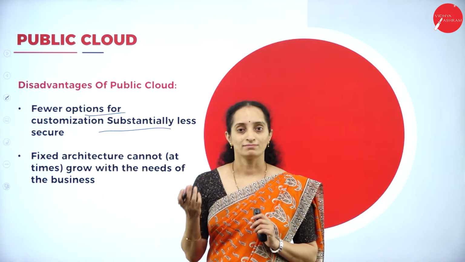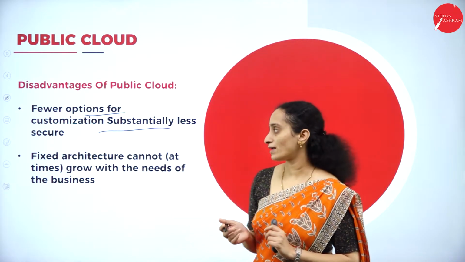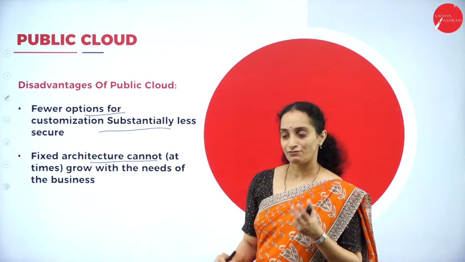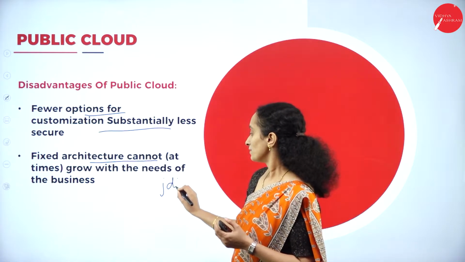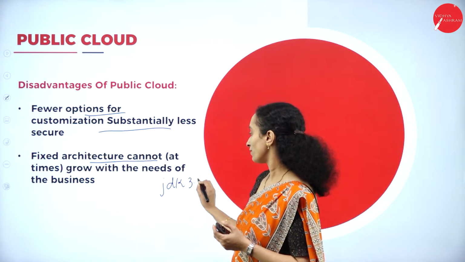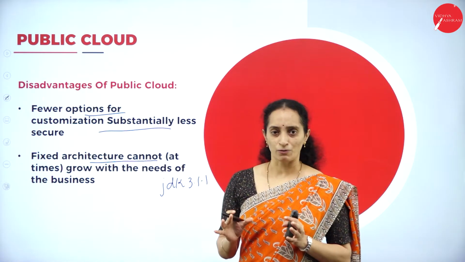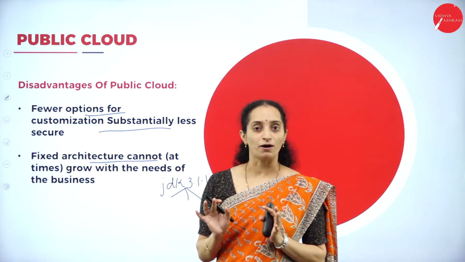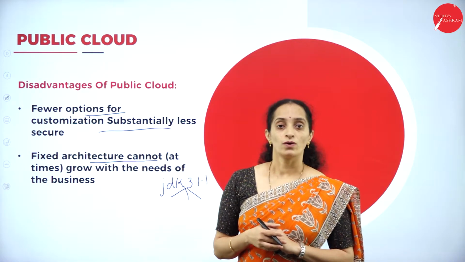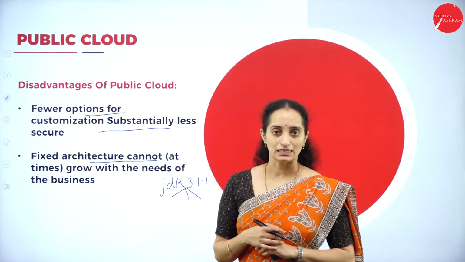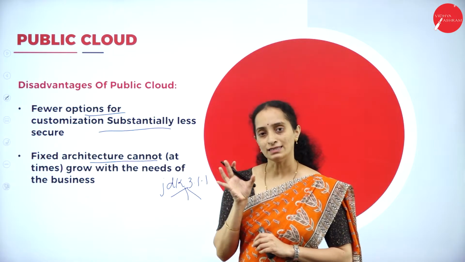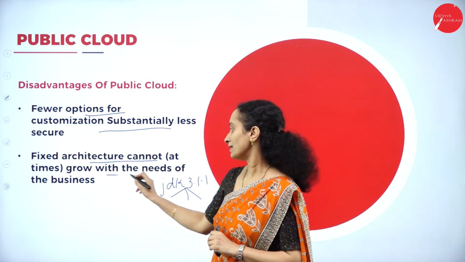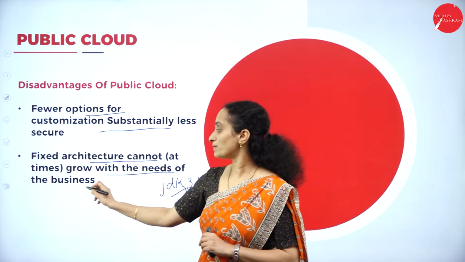Okay. Apart from that, security is also less in public cloud. Apart from that, you have a fixed architecture. If the software provider is JDK 3.1.1, this 3.1.1 is distributed to all the thousands or lakhs of clients who are connected to the cloud service. Same architecture, same design is provided to all the clients. So, this fixed architecture cannot grow with the needs of the business.